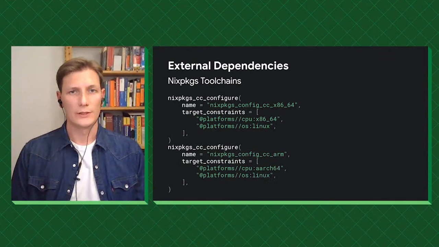Finally, we also import the C and Haskell toolchains for x86 and ARM from Nix packages. Shown here is the import of the C toolchains. We also import the Haskell toolchains from Nix. This way, we can be sure that system library dependencies and Bazel targets are consistently built with the same toolchains.